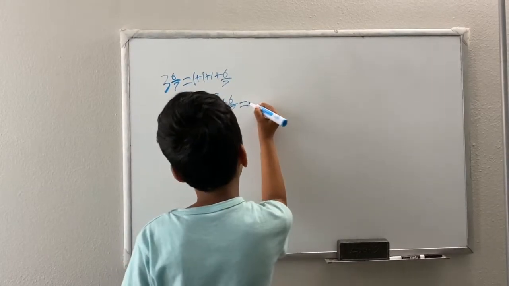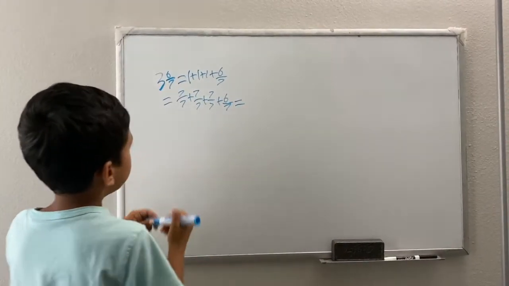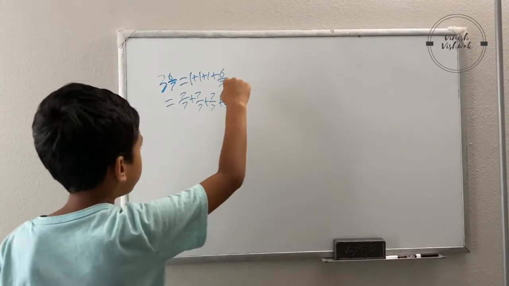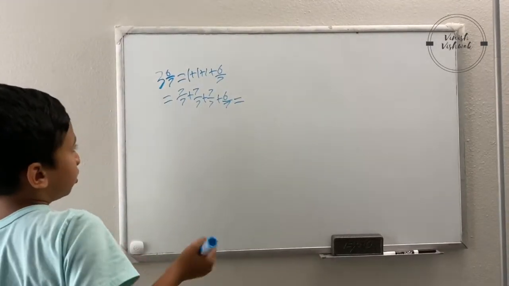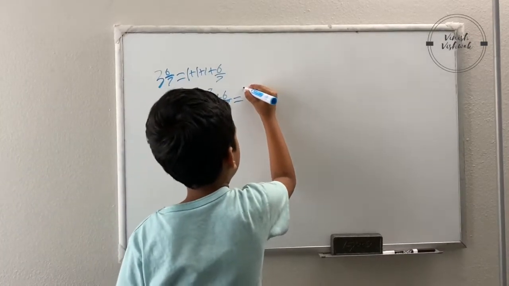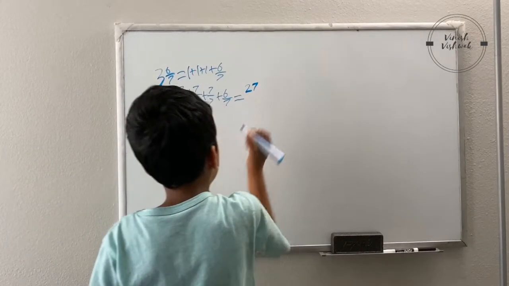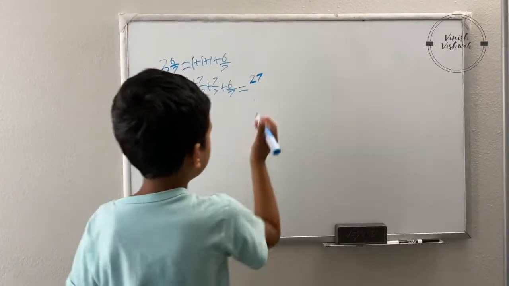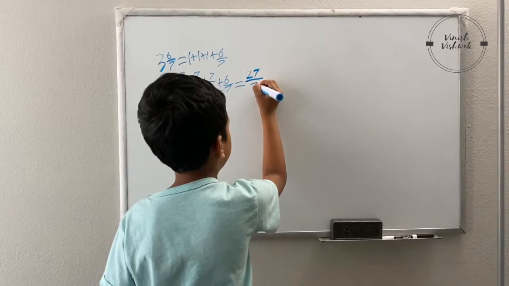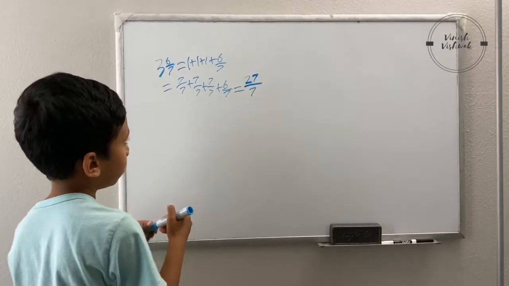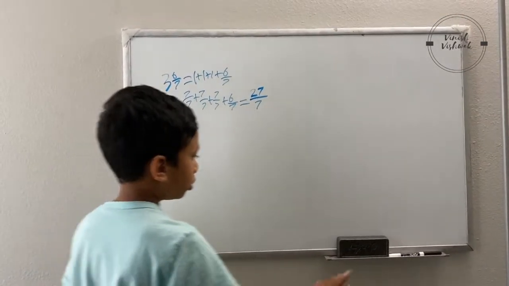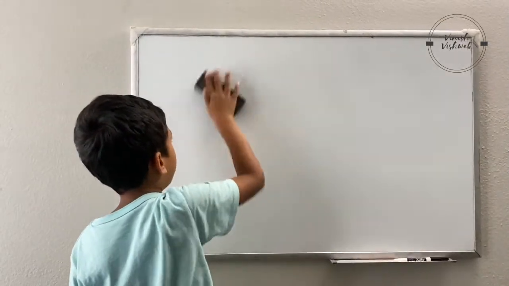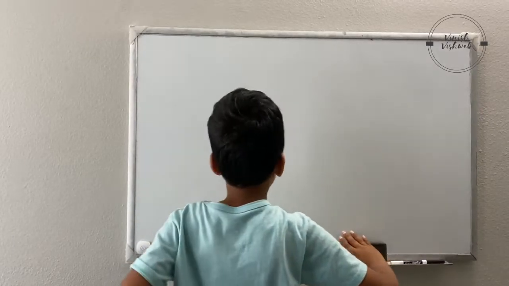So let's do 7 plus 7, 14, 21, 27. So we do 27, but when we add or subtract fractions, the denominator stays the same. So there's another way we could also do this.